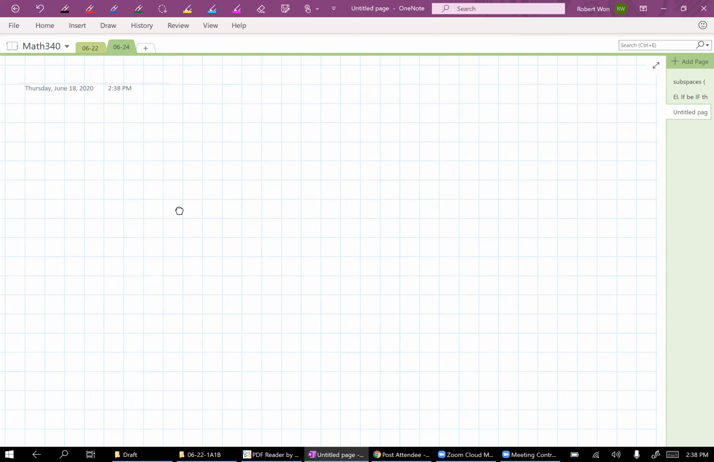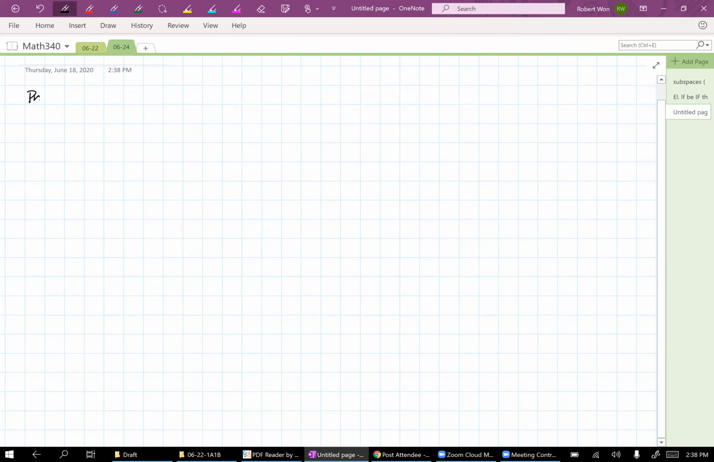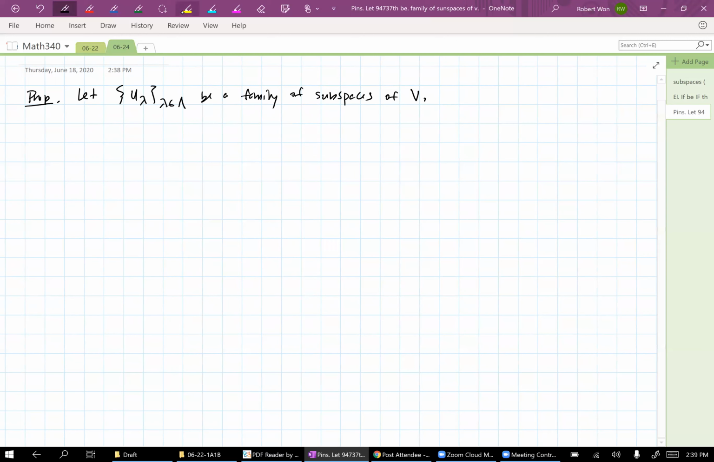Okay, so some general facts about subspaces now. Here's a proposition. Let U_lambda be some indexed family of subspaces of V. Okay, so I have some collection of subspaces, one for every lambda in this index set, which could be finite or could be infinite, right?